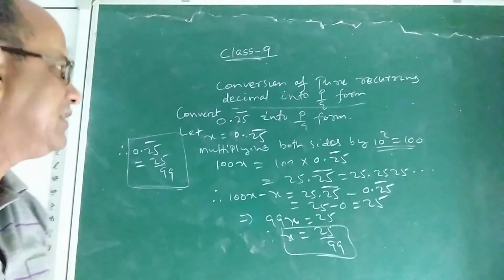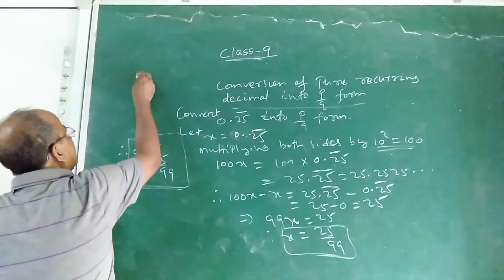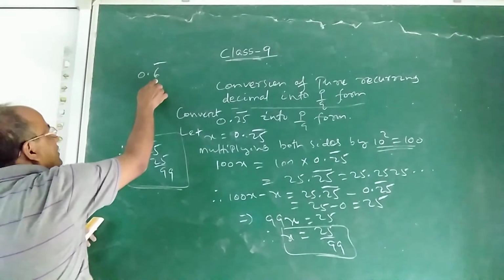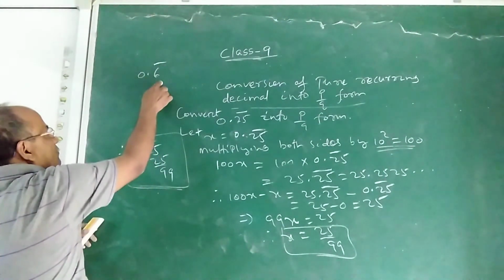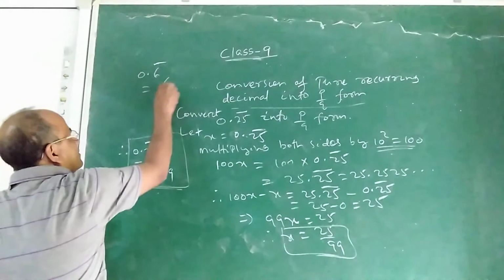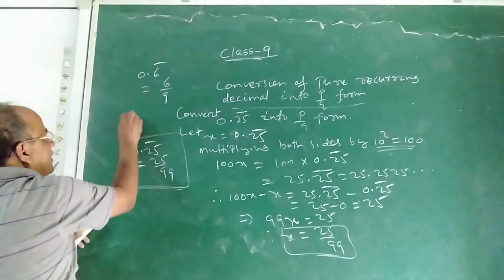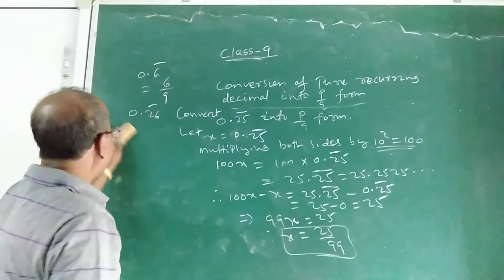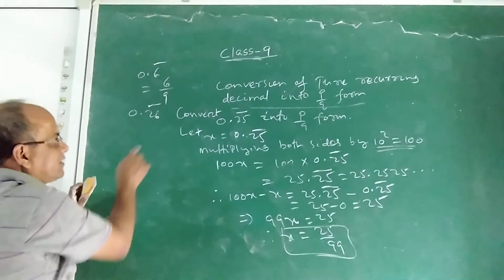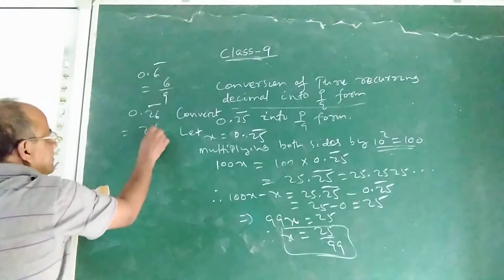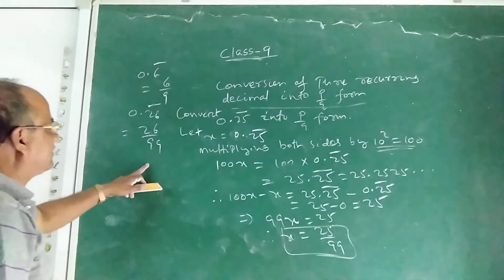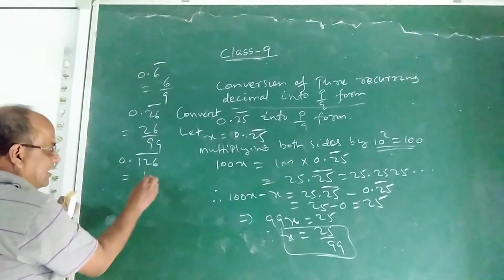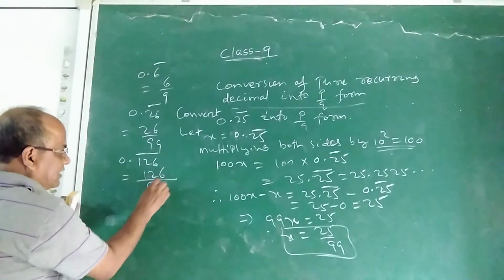Children, one interesting thing you see, a simple technique. Suppose when it is given 0.6 bar, a pure recurring decimal, what is the rational number form? It is coming 6 by 9. Suppose a pure recurring decimal is 0.26 bar, what will be the required rational number form? You know, it will be 26 by 99. Suppose you are given 0.126 bar, its answer in rational number form will be 126 by 999.